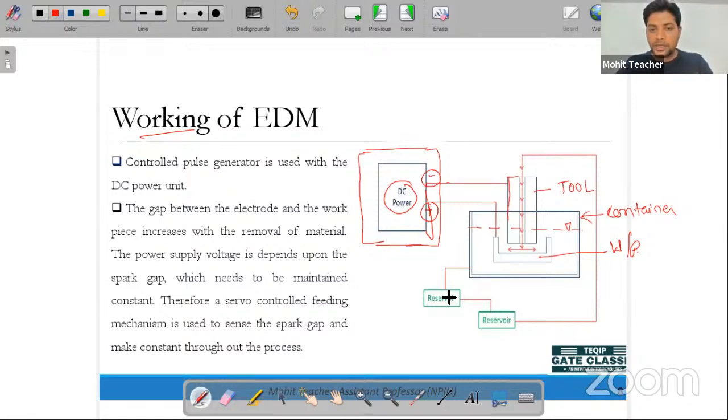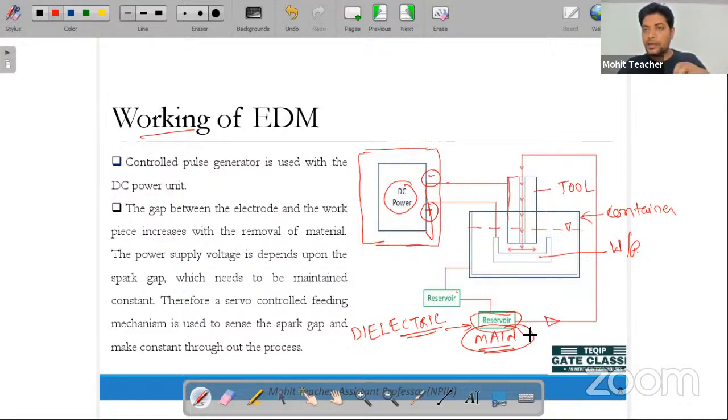For the second mechanism, this is the main reservoir, the bottom one. Main reservoir means it is containing the liquid, that dielectric fluid. Now the dielectric fluid is filled inside that. By using high pressure pumps we are just feeding it over here. Now this is basically the tool.